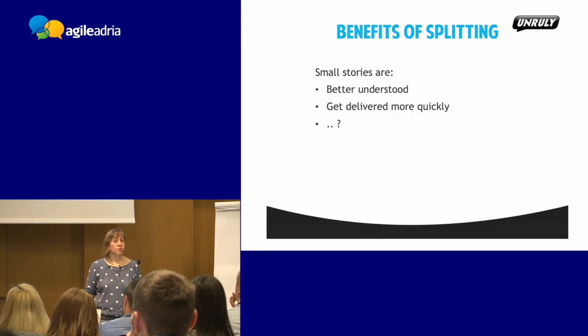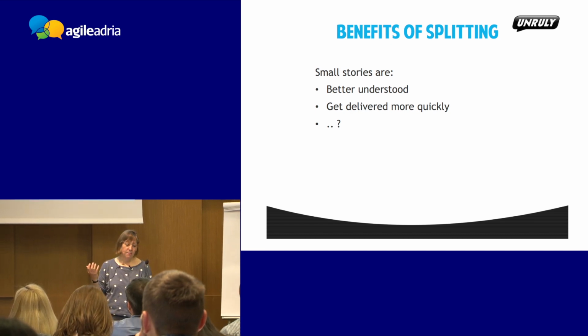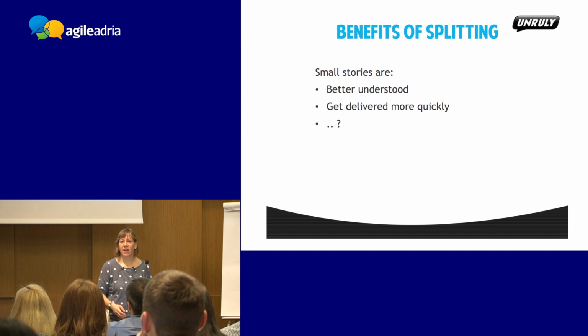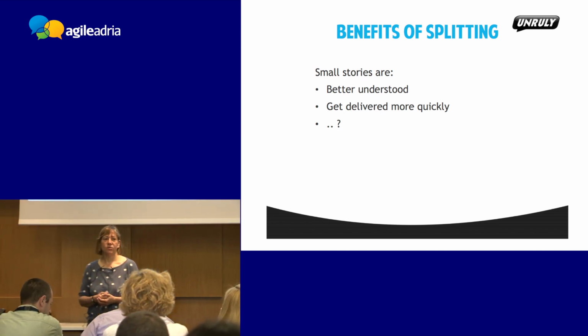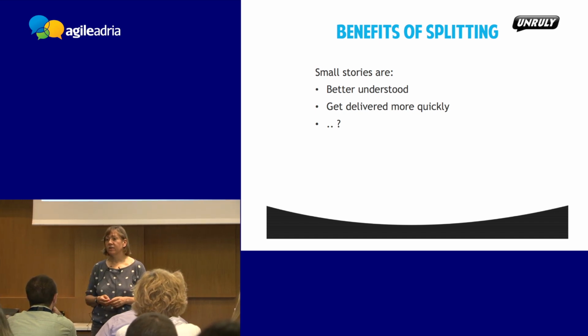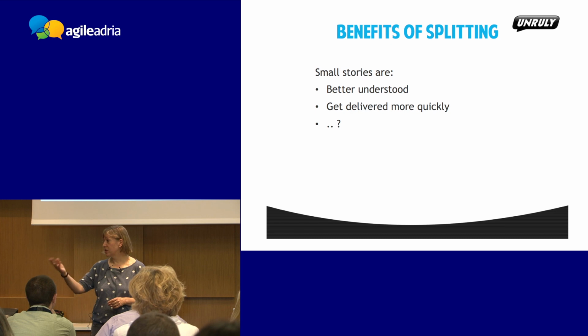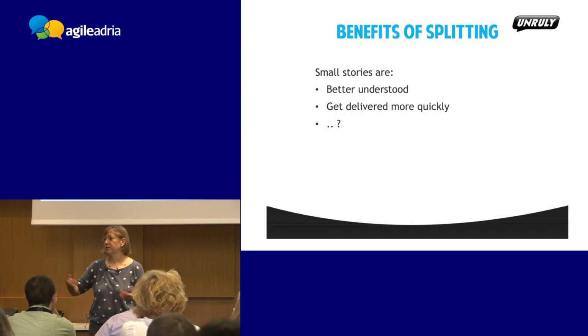If you have small stories, also it's a bit clearer what they're supposed to do. And they get delivered more quickly. Can you think of any other benefits of slicing stories to be small stories? Reduces risk. It's easier to remove something. Yeah, if you only did a small thing, you can get rid of it quickly as well, yes.